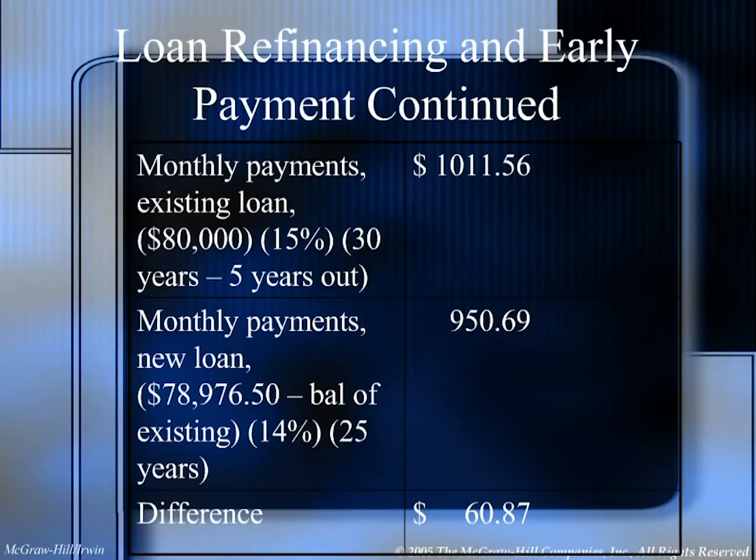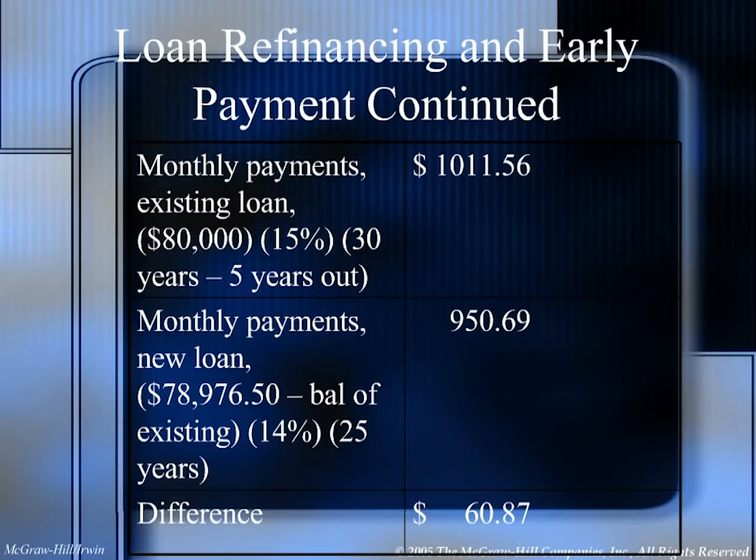Now, if the existing loan was an $80,000 loan at 15% for 30 years, we would calculate a payment based on that, fully amortizing, of $1,011.56. And let's say right now we're currently 5 years out. So it's a 30-year loan, but there's 25 years left.